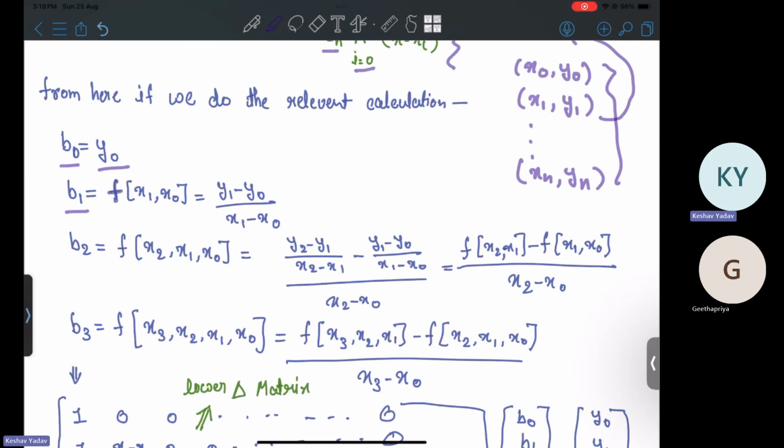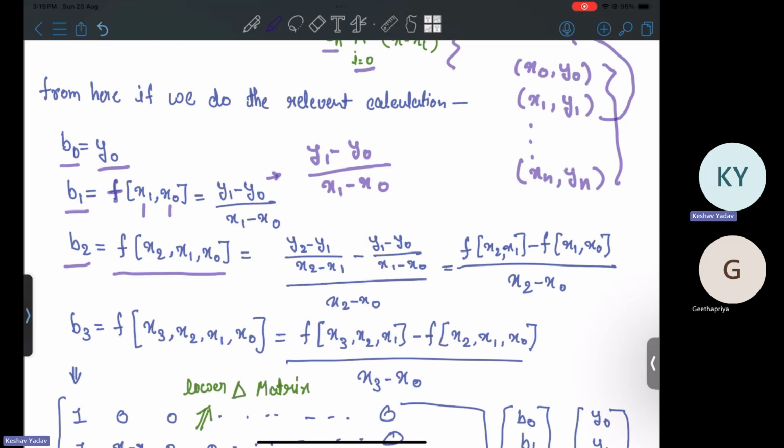This is called a difference. This will come as the forward difference, which is represented as f in square brackets x1, x0, which is equal to y1 minus y0 divided by x1 minus x0. Okay.